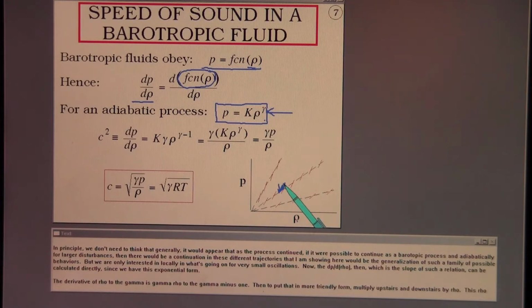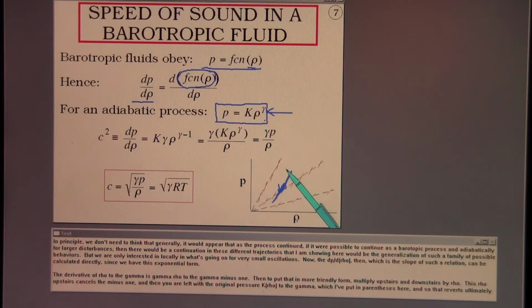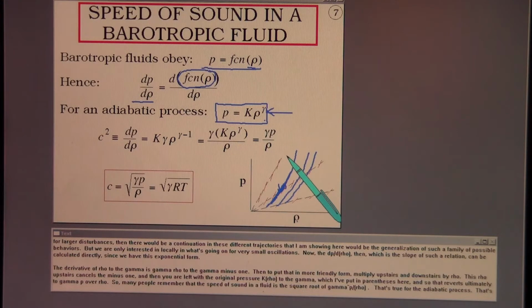In principle, although we don't need to think that generally, it would appear that as a process continued, if it were possible to continue as a barotropic process and adiabatically over larger disturbances, then there would be a continuation, and these different trajectories that I'm showing here would be the generalization of such a family of possible behaviors. But we're really only interested locally in what's going on for very small oscillations.